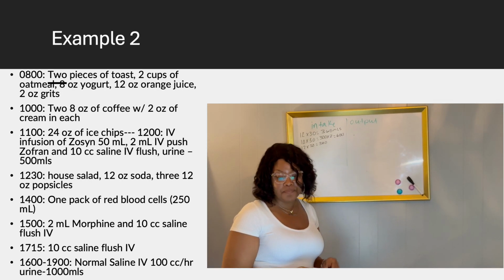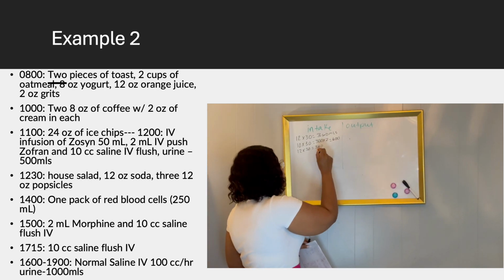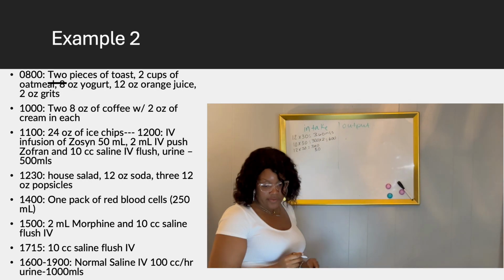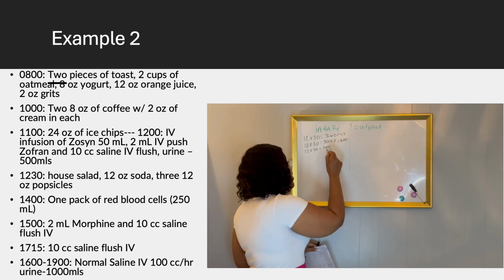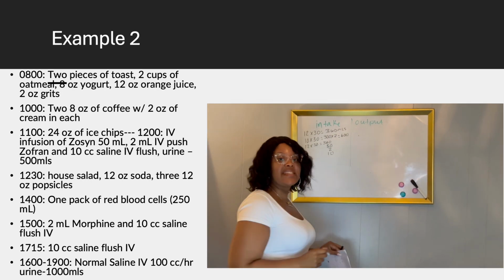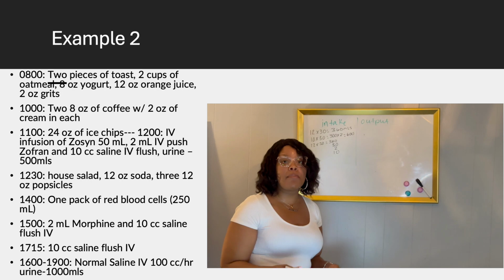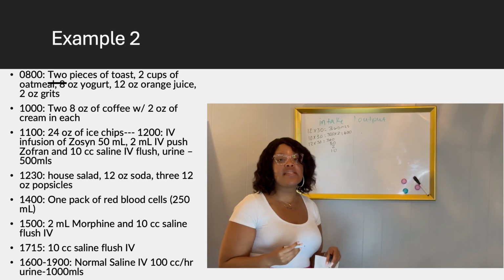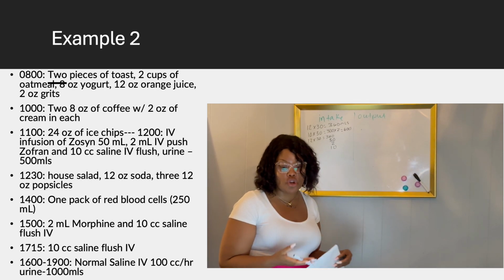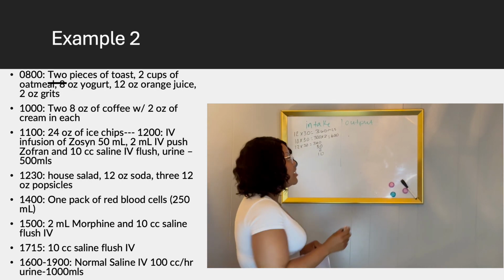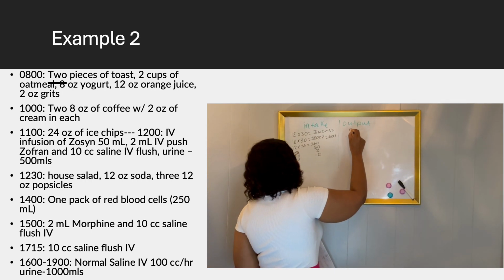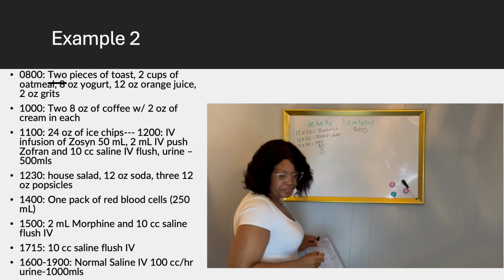Then they had a 2 mL IV push of Zofran. And then they had a 10 cc flush. Remember, cc is the same as mL, so there's no conversion that needs to be done. And then they had 500 mLs of urine, so we're going to put that on our output side.